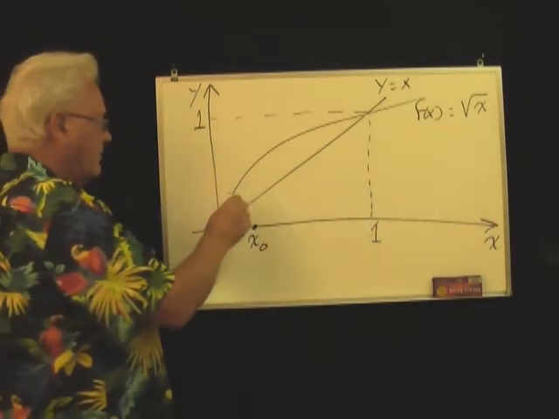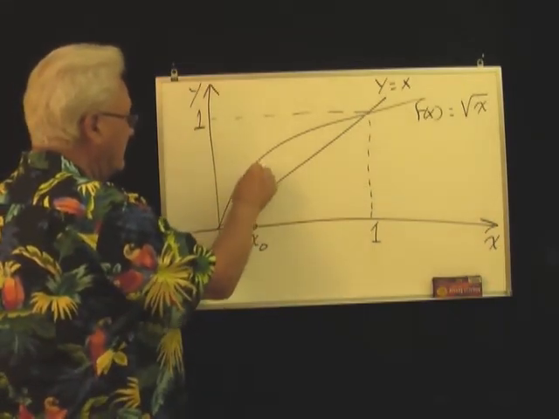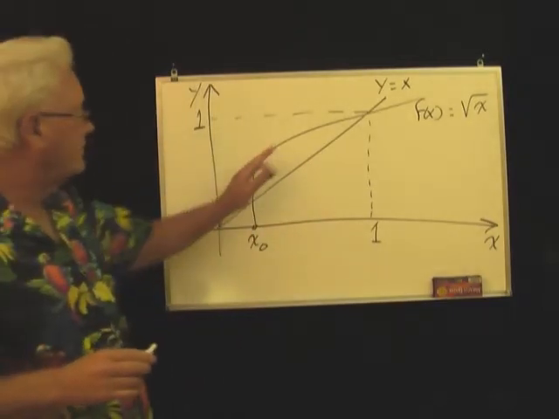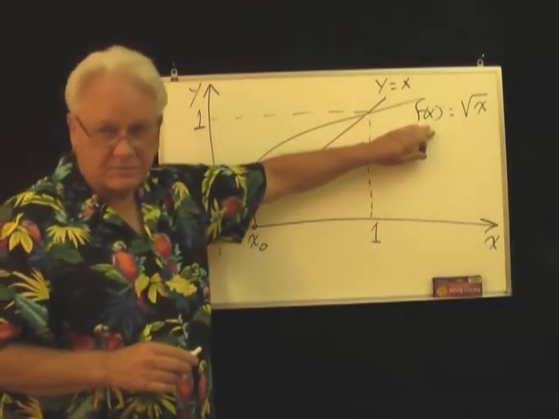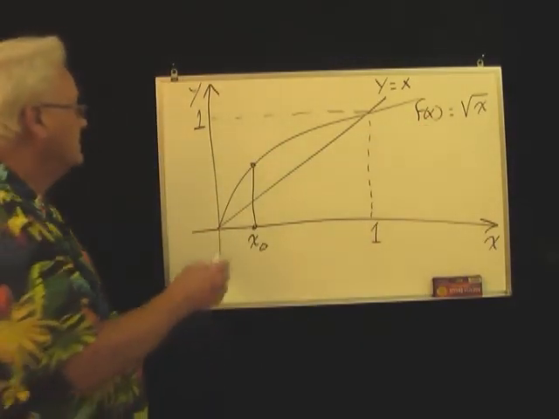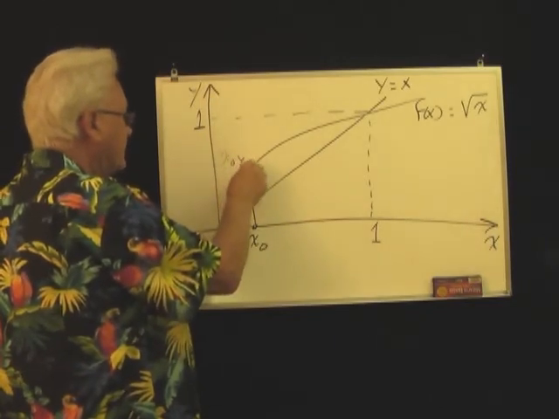Well, we take the square root of x sub 0, we get this point right here. On this graph, f at x equals the square root of x, or y equals the square root of x. So this point I would call x0, y0.